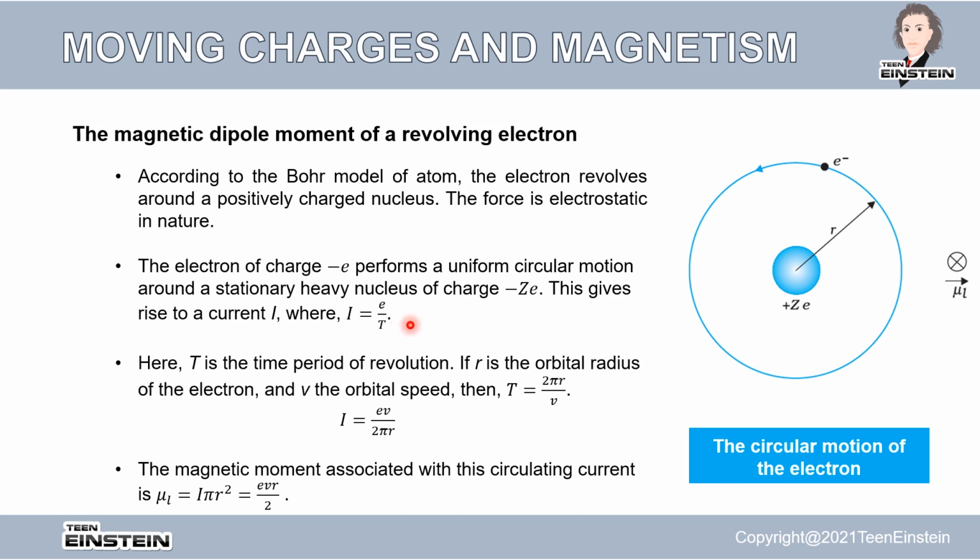Why is it e by T? Because I equal to Q by T. Q here is e and T is the time of revolution. That means time period of revolution. How much time the electron takes for making one revolution. So T is the time period of revolution.